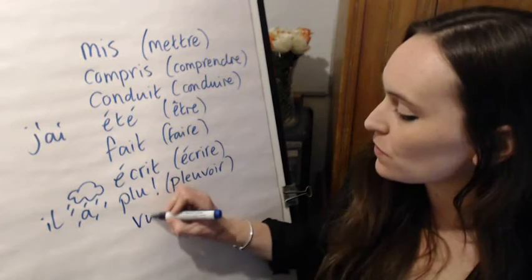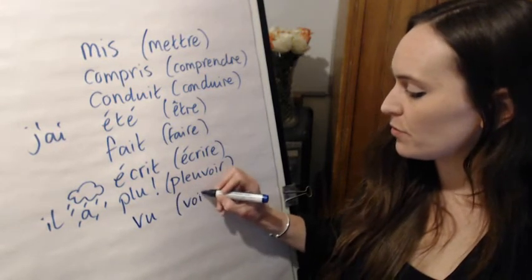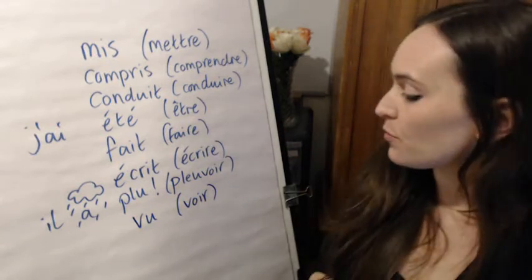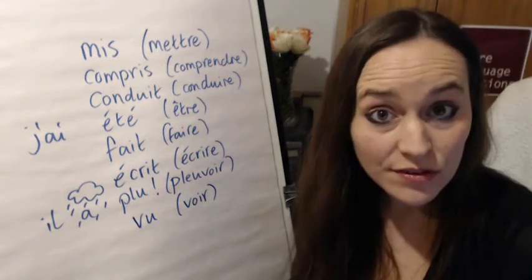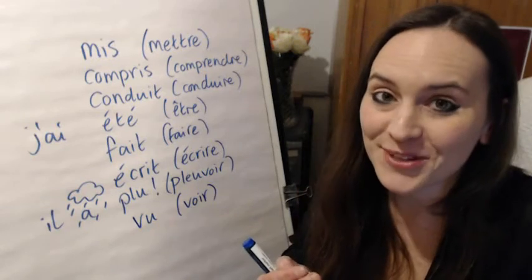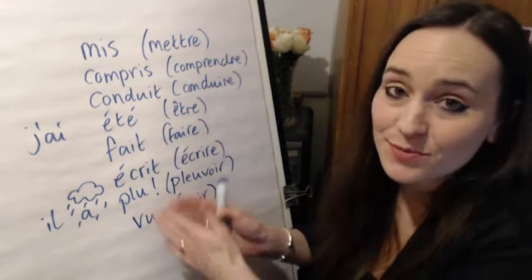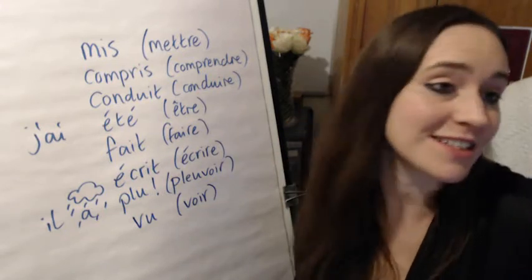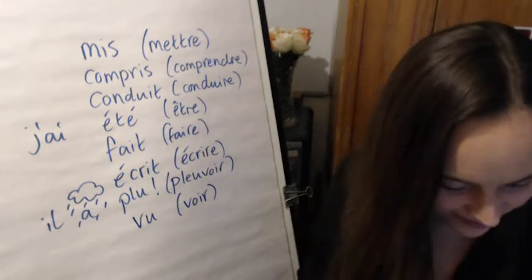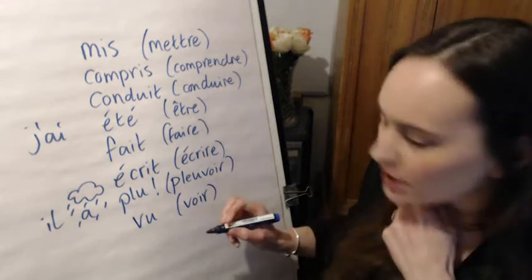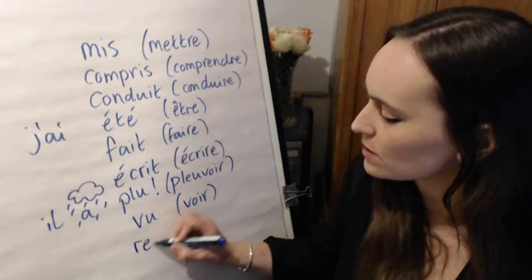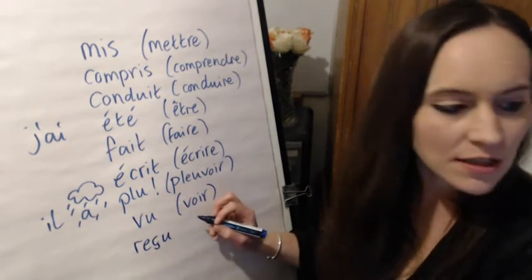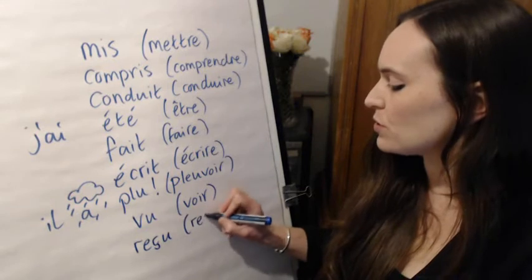Okay, vu. I think you'll all recognise this from the verb voir, which means to see, and from the term déjà vu, something you've already seen. So that's already in the past participle in that phrase. J'ai vu le film Le Boulet et c'est très marrant, par exemple. Okay, let's have a look. This one also ends with a U: reçu, with a cedilla on the C, and that's from the verb recevoir.